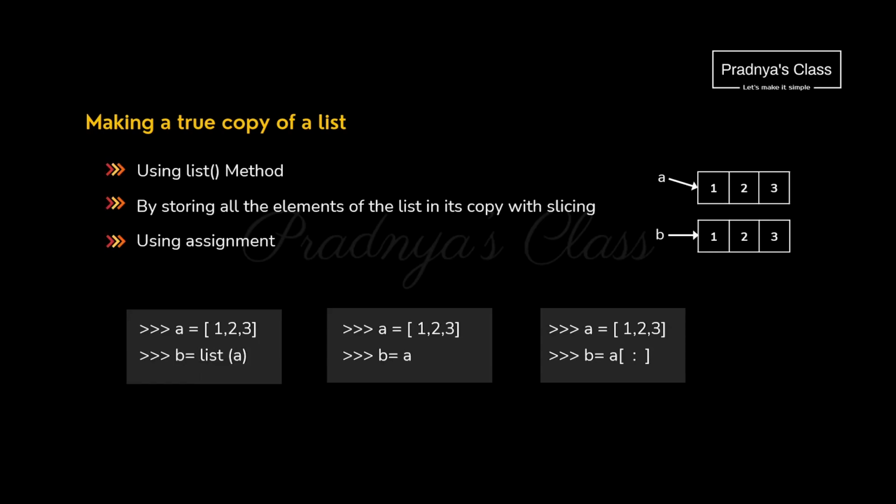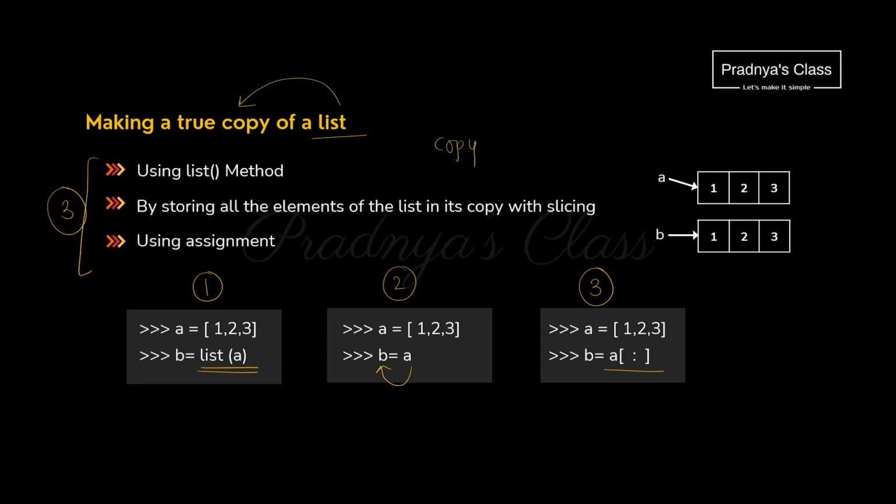Alright, let's proceed. Here is a new concept related to list, making a copy of it. There are 3 different ways with the help of which we can create a copy of the list. Here is the first way, using the list function. In the second example, we are using the assignment operator to create a copy, and in the third example, we are using the concept of slicing. But the copies are of 2 types. First is deep copy and the second one is shallow copy. What is it? Let's try to understand.